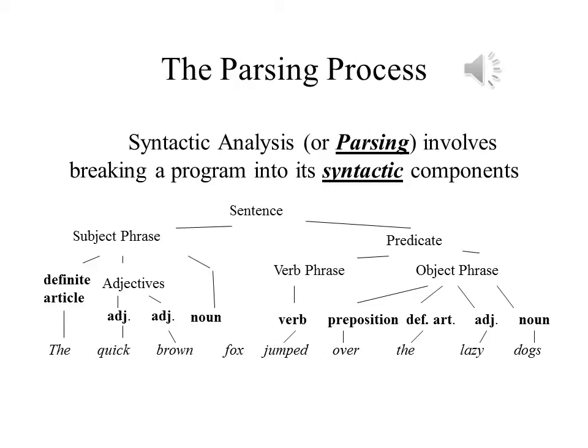In this case, you see a sentence divided into subject phrase and predicate. Then the subject phrase is divided into definite article, adjectives, and noun, and the predicate gets divided into verb phrase and object phrase. This allows us to see what role every word has in the sentence. We are looking to perform a process very close to this on a program.